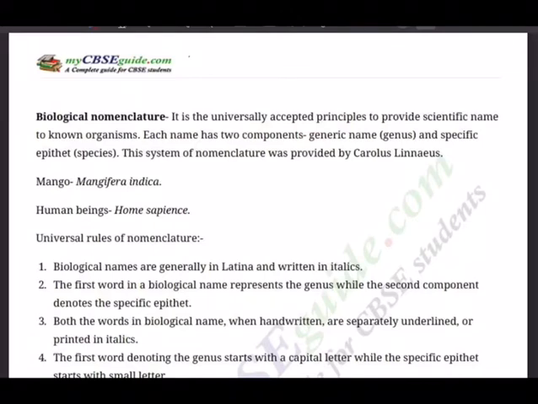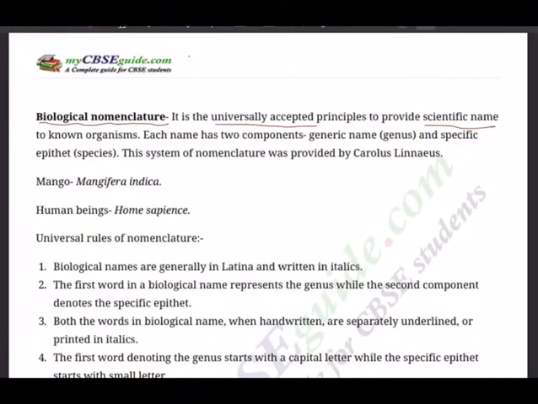We have started revising chapter number 1, and in that we were discussing various aspects of classification. Under that, the most important one that we deal with today is biological nomenclature. Nomenclature is naming, giving a name. It is universally accepted, that means irrespective of which country, the whole world will accept that name. So that's biological nomenclature, the universally accepted principles to provide a scientific name to known organisms.